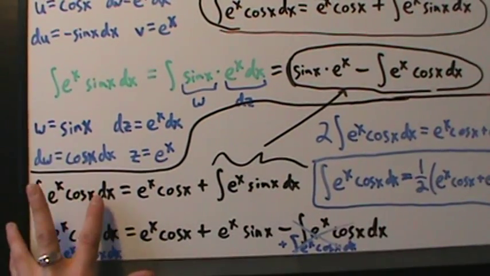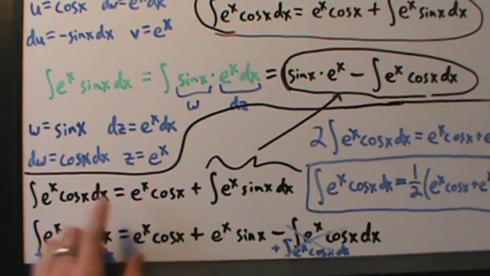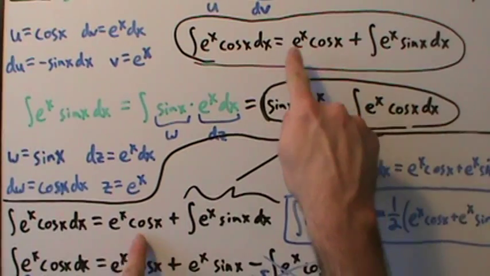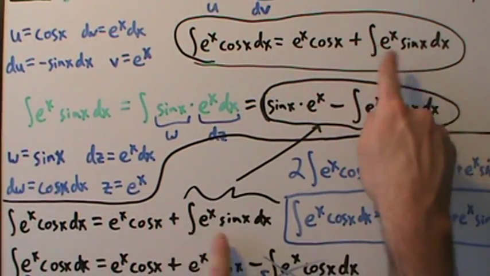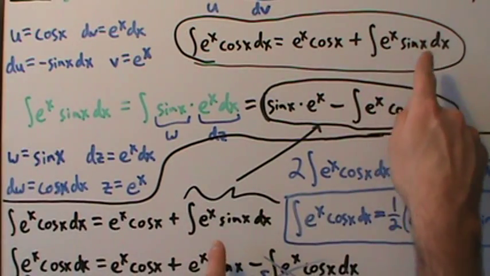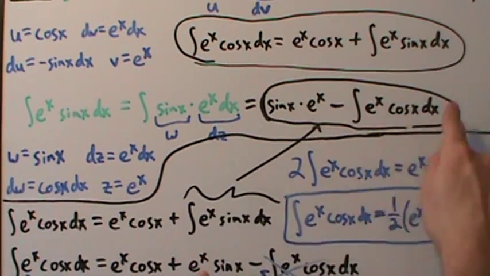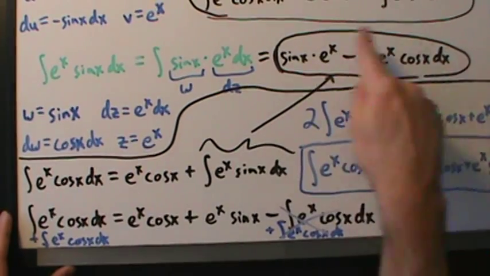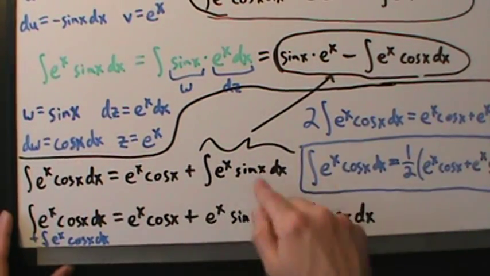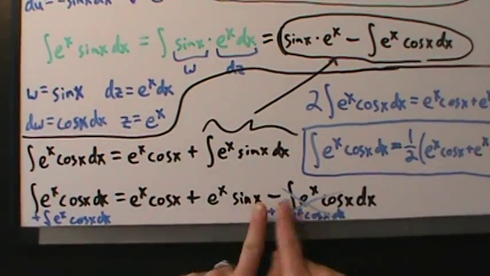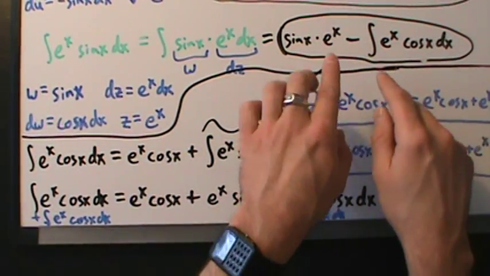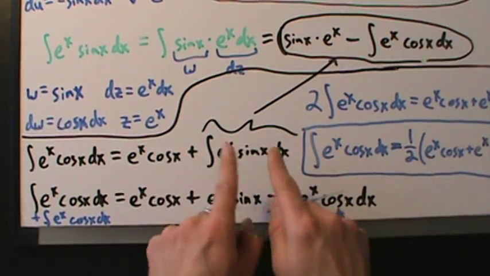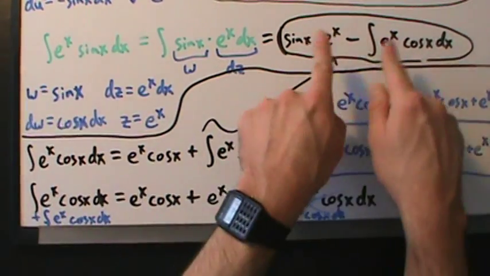So then what we did is we put everything together. So integral of e to the x cosine of x dx equals e to the x cosine of x, plus this integral here. Well, remember this integral we did with integration by parts, and we got this expression here. So we took this expression, stuck it into this equation here. So that's where this came from. This expression is the same as this expression, which we know is equal to this integral, because that's what we found out when we did integration by parts the second time.